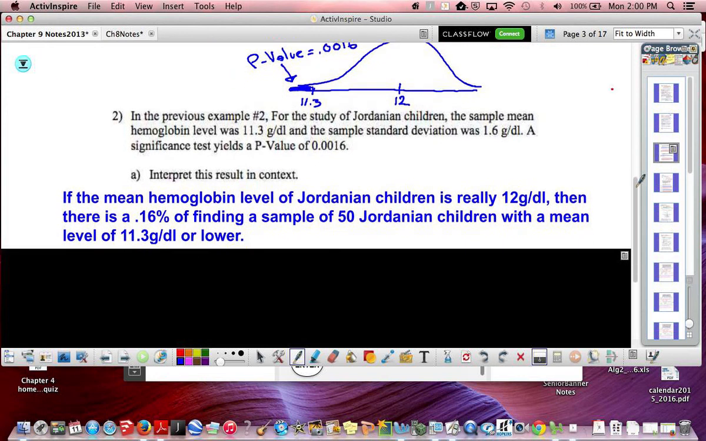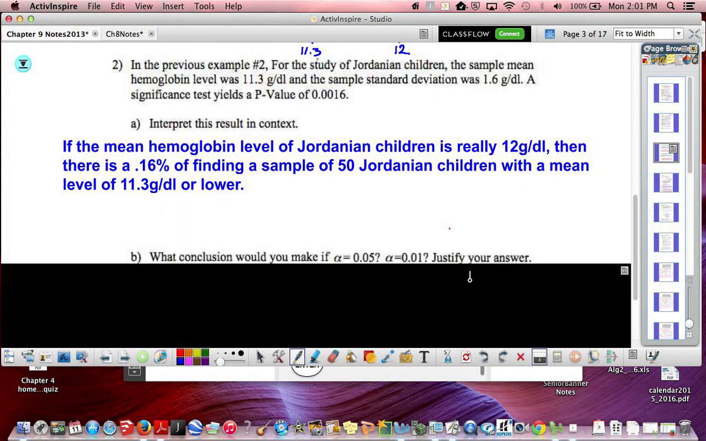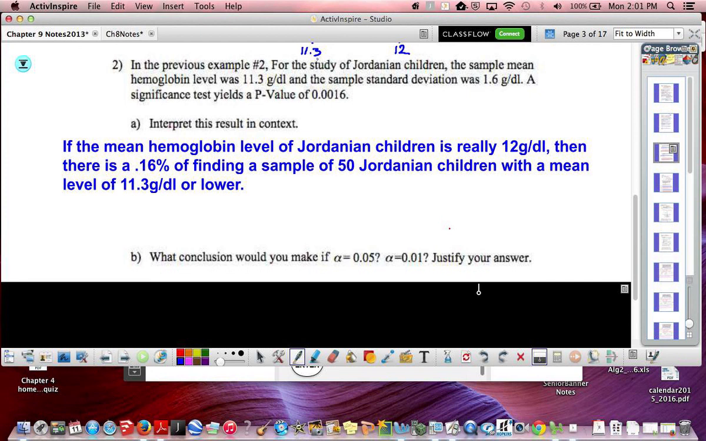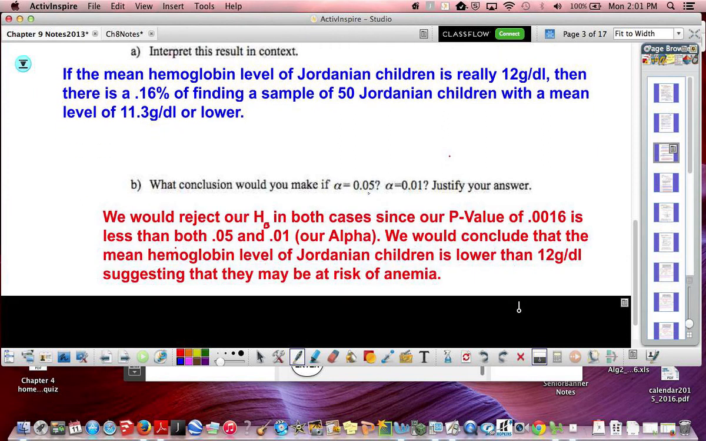So based on that p-value, are we going to reject the null hypothesis? It says, what conclusions would you make if the significance level was 5% or even 1%? What would you be doing? You would reject. This 0.16% is less than both of these values, so in both cases we're going to reject the null hypothesis.